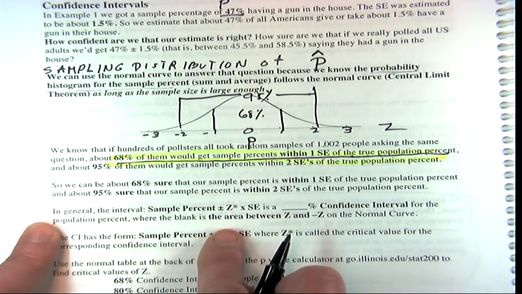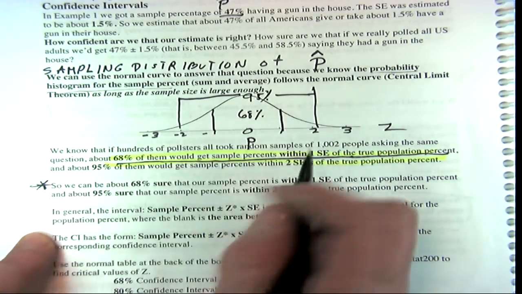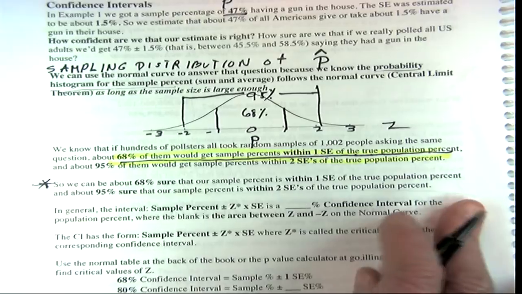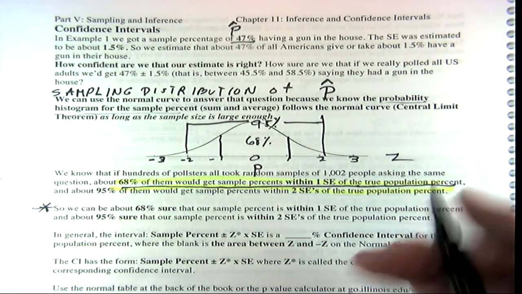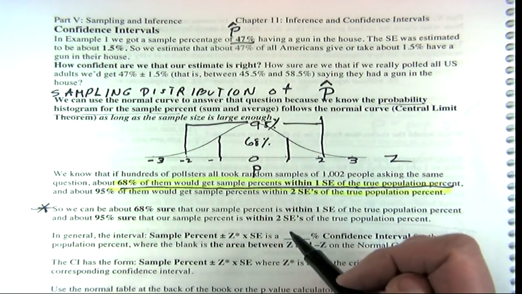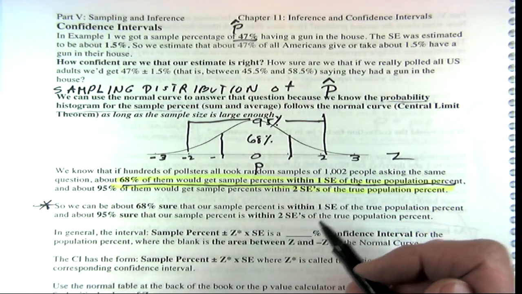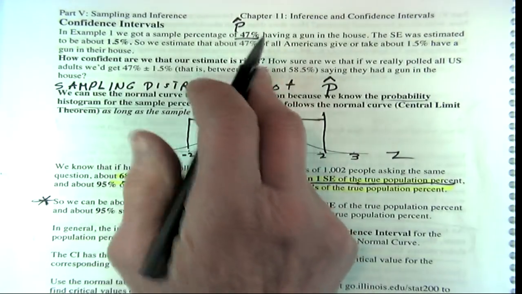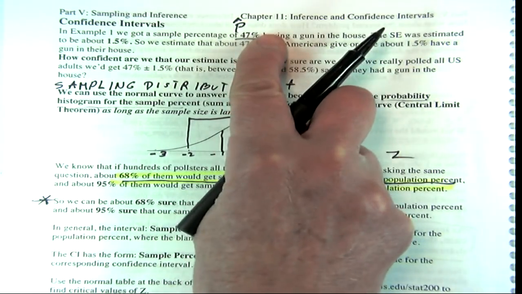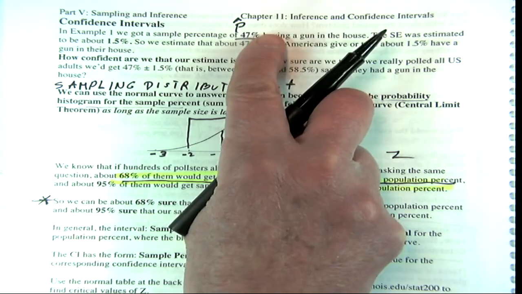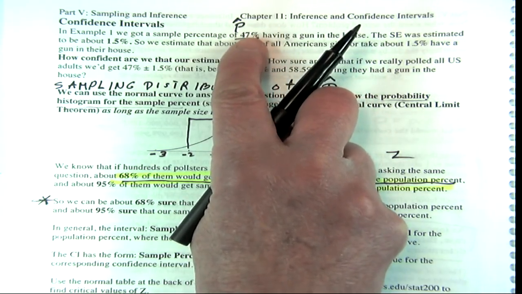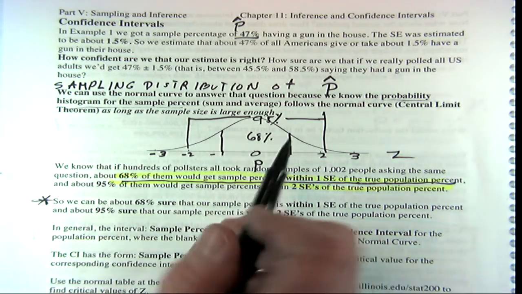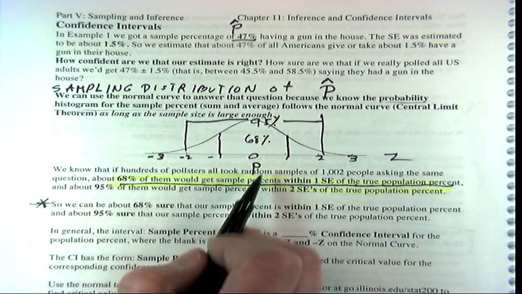So in general, this is how you can think about it, why we say confidence intervals. Don't make the mistake that some people make, saying, oh, there's a 68% chance or 95% chance that the true population percentage is 47%. No, this is fixed. We just don't know it. What's changing is our sample. So from our sample, we can say that we're 68% sure within one of the true.